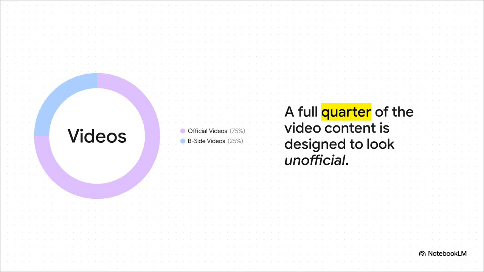So you put it all together, and we're talking about a plan's output of 200 videos. 200! But here's the really crucial part. A full quarter of that content, 50 videos, is intentionally designed to look unofficial. And that brings us to the campaign's kind of mysterious B-side. So what is it exactly?